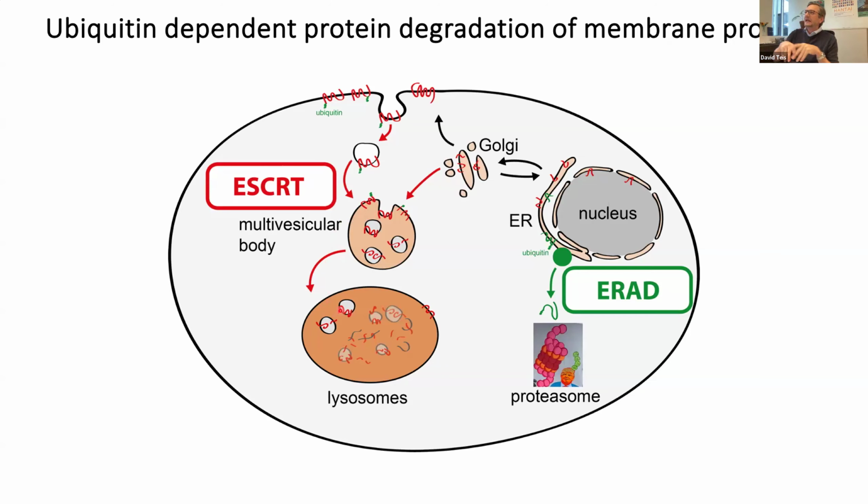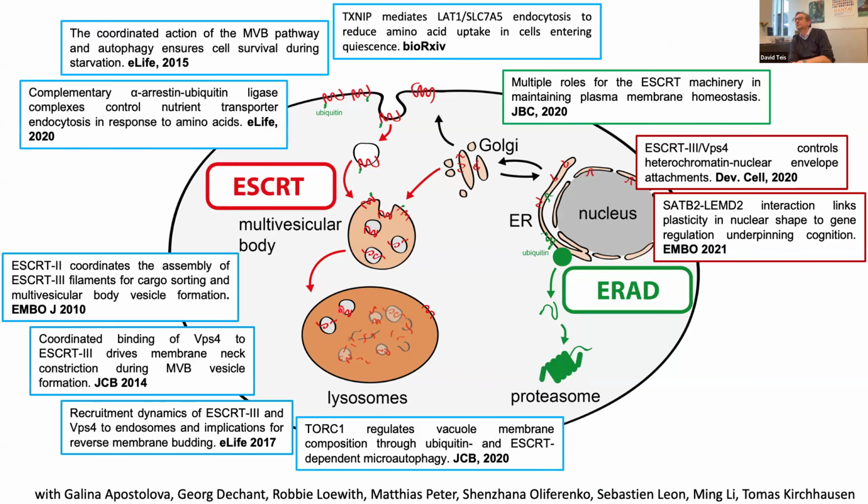The ESCRT machinery was originally discovered by Scott Emr, and Wes Sundquist then found out that ESCRTs are also required for HIV budding from the plasma membrane. Then year after year, new functions for the ESCRT machinery were discovered. We contributed a few functions, and ESCRTs seem to be everywhere. They seem to be doing everything. They have functions at the nuclear envelope, at the plasma membrane, and they're important for MVB biogenesis.